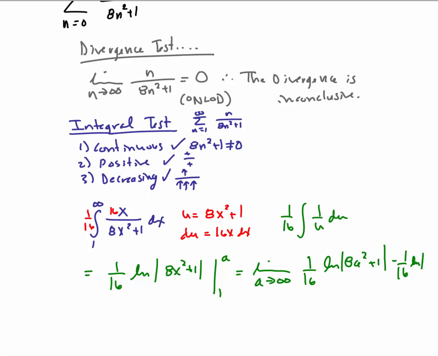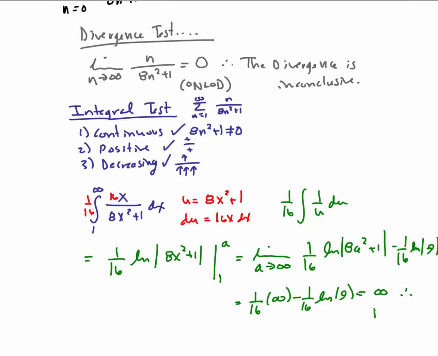If I plug 1 in here, I'd have 8 times 1 squared, which is 1, 1 times 8 is 8, 8 plus 1 is 9. So as we're integrating this, and I take the limit as a approaches infinity, this is the natural log. What's going on with the natural log as the argument of the log goes toward infinity? Well, the whole thing is going toward infinity. So I have 1/16 infinity minus 1/16 natural log of 9, which is still infinity. So therefore this diverges.